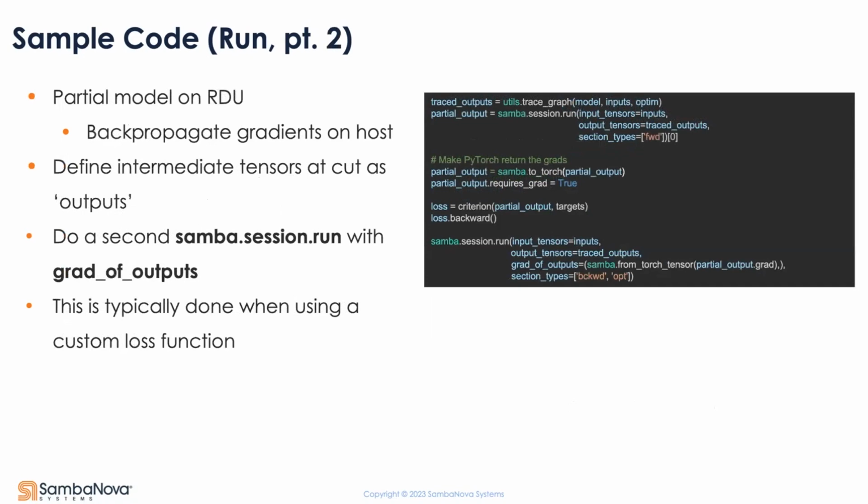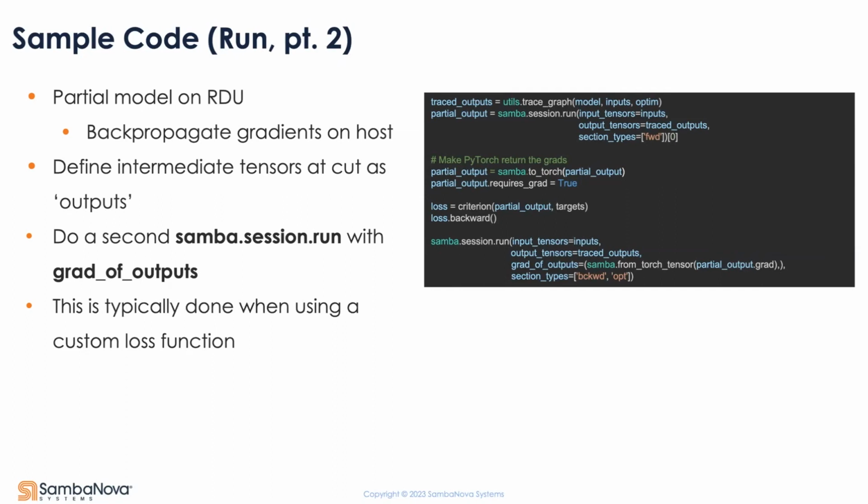Okay, and this is an example of a partial model run on RDU. This is usually the case when you have a loss function that we don't support directly in SambaFlow. So what would happen is you'll run just the forward section. So in your run command, you would say section type forward, and you would capture the output. In this case, we're capturing the first element because that's the actual loss that we want for this particular function. We would then say to Torch to take those Samba tensors and convert them back to Torch tensors.